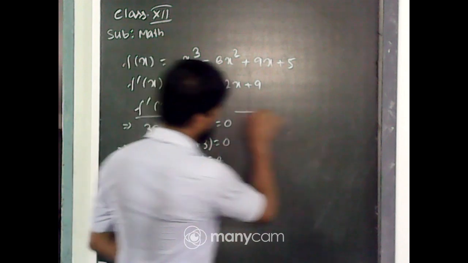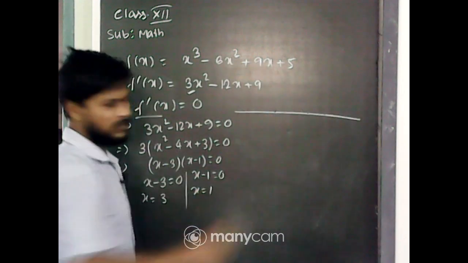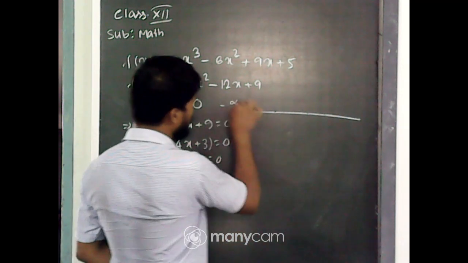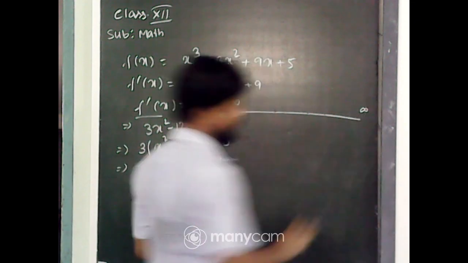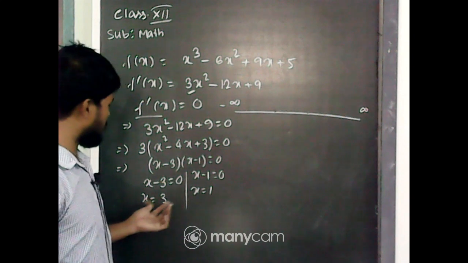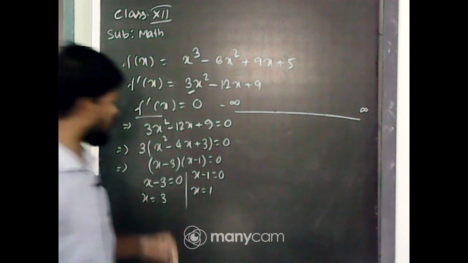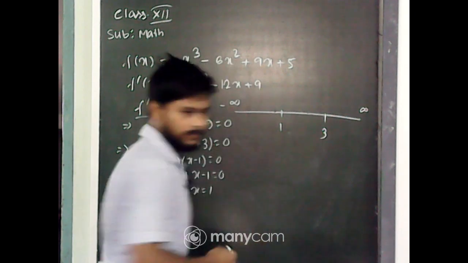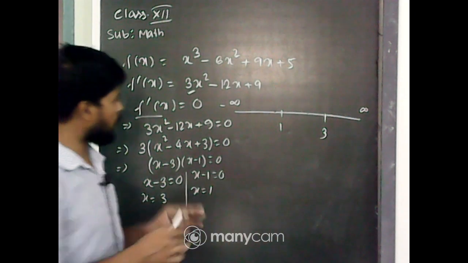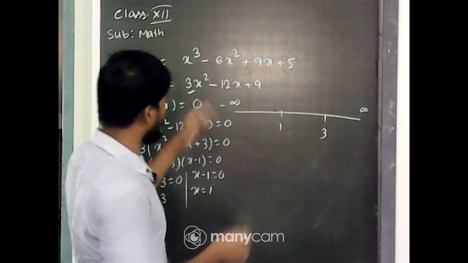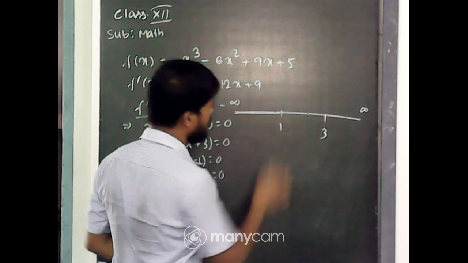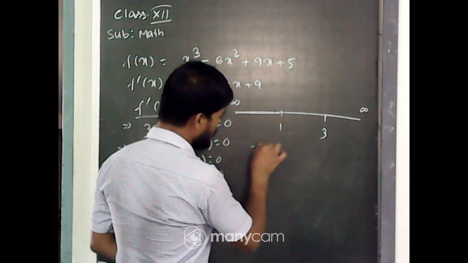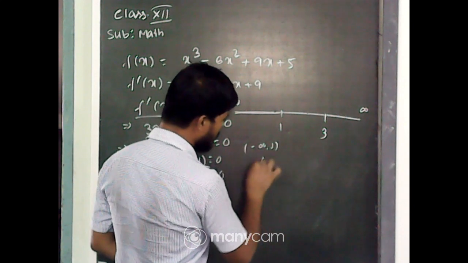Okay. Now look at the domain of the function. No specified interval is given, so we will consider the domain of the function as minus infinity to plus infinity. Now by these critical points, the total domain is divided into 3 parts, at x = 1 and x = 3. Now we will check the nature of f'(x) in the interval minus infinity to 1.